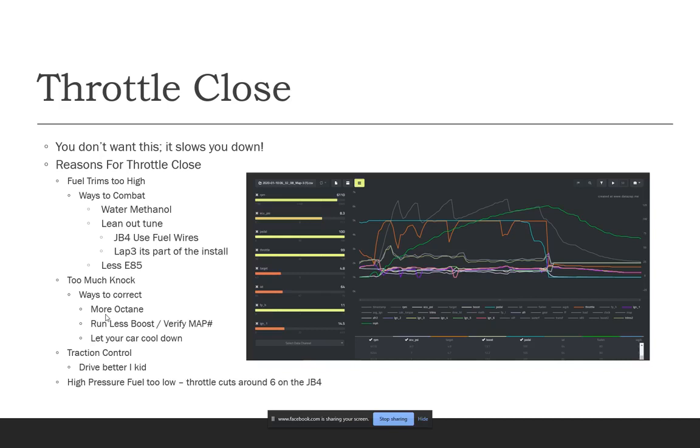The other way is let your car cool down. If you're hot lapping it, you are going to reach a point when it just can't get rid of the heat anymore. Traction control will also throw it closed throttle. Drive better is the solution there. And high pressure fuel pump going too low. Around 6, throttle's not even just going to close a little, it's going to close a whole ton.